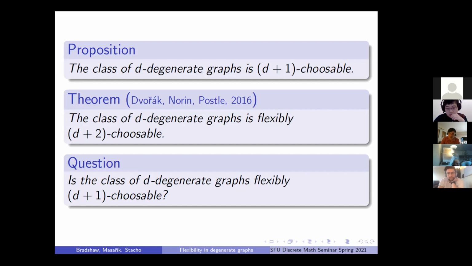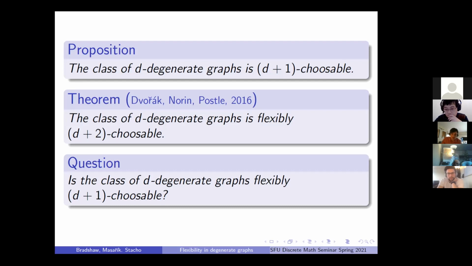if we were able to prove that, for example, 2 degenerate graphs are flexibly 3 choosable, that would imply some already known results, which are not very easy to show. For example, if we were able to show that 2 degenerate graphs are flexibly 3 choosable, then that would show that, for example, outer planar graphs are flexibly 3 choosable. And this is true. This was one of our results, but it was not at all trivial to show this. So again, answering this question seems to be out of current reach of the methods that we have right now.